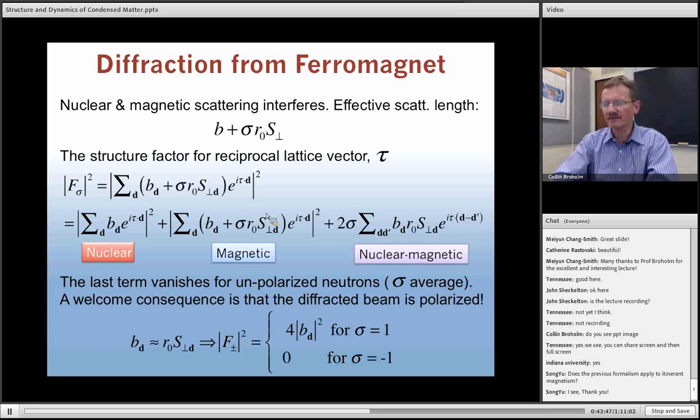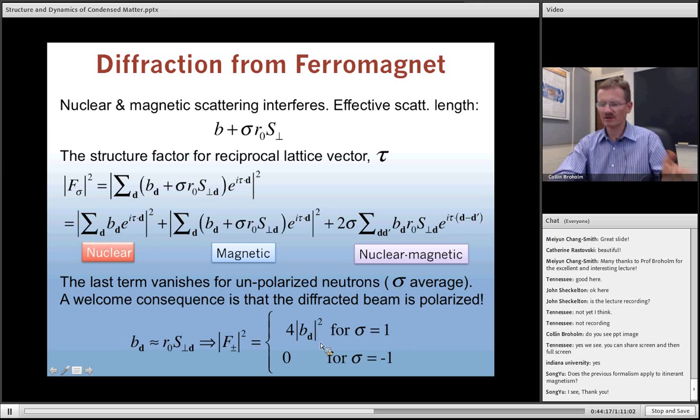The strength of the scattering will be as if it is simply separate nuclear and magnetic scattering, but I'll end up actually producing a polarized beam from this scattering process. And you can see it if you just look at this expression itself. If I was to manage to match the magnitude of BD and sigma R0 SD, then I could completely cancel this stuff out and make this thing go away. And so this can be used as another means of actually polarizing the beam.